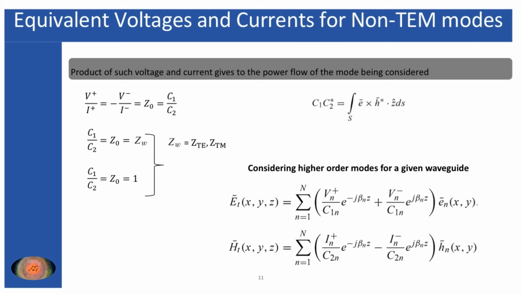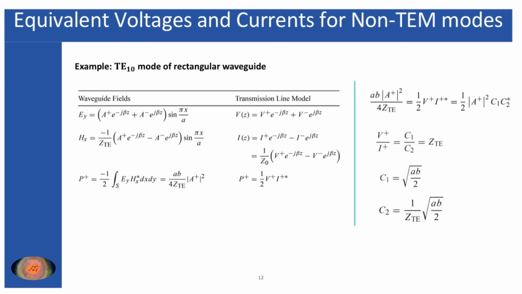But if you are interested in finding the voltage and current for different propagating modes, then you have to write both the electric field and magnetic field in terms of different values of the voltages and currents as shown here, where the entire electric field will be the summation of the total mode voltages, and the total magnetic field will be the summation of the total mode currents. Let's take an example for the TE10 mode. For the TE10 mode, the transverse electric field is already known to you, and the transverse magnetic field is also known to you.